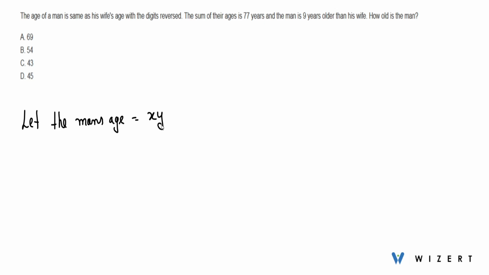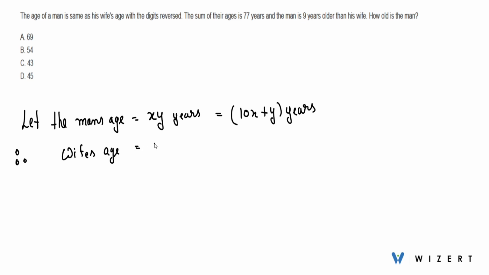So let the man's age equal xy years, where y is in the ones place and x is in the tens place, which can be written as 10x plus y years, right? Therefore, the wife's age will equal yx years, since in the question it has been given that the digits will be reversed, which can be written as 10y plus x years.